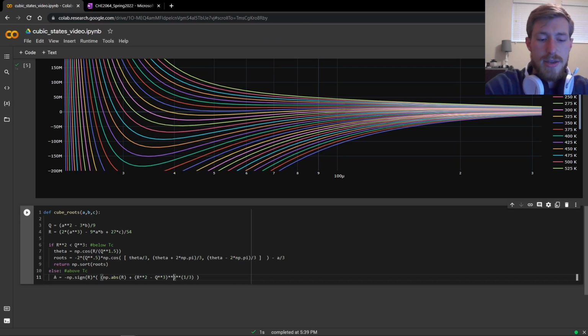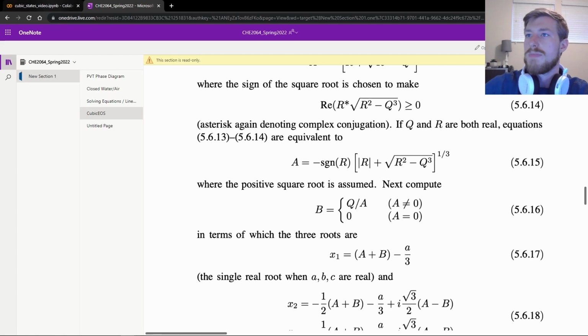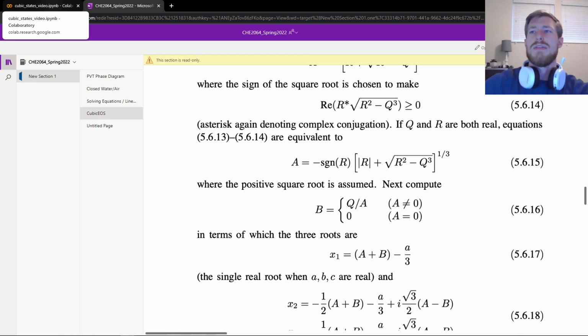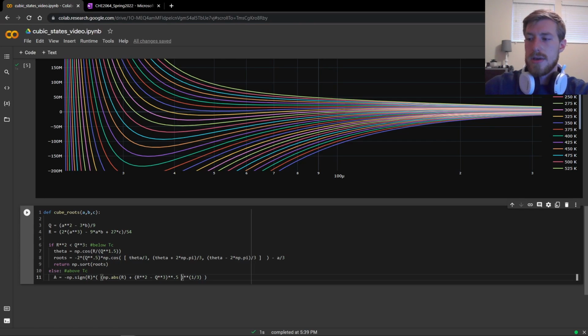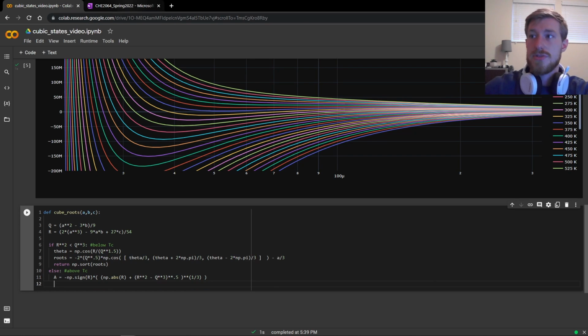And all of that is to the 0.5, the 1/2 power. Again, not the square root power, but 1/2 power, which is equivalent to the square root. So everything is written out, I believe. Hit enter. So that tells us our a.